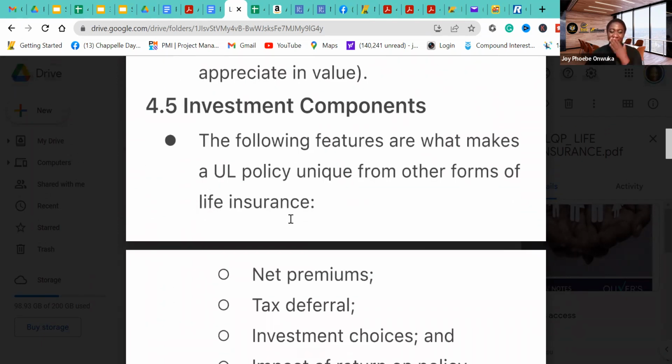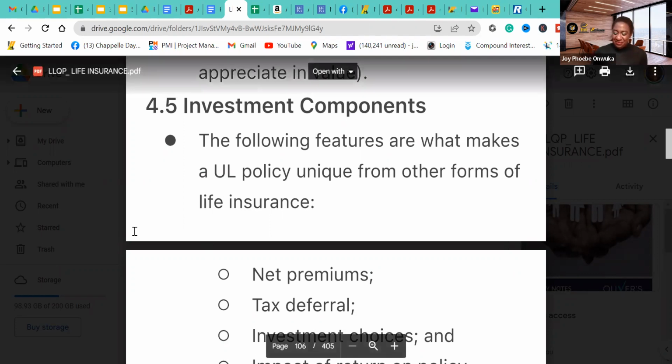All right? Excuse me. Investment component. Investment component. Boom, boom, boom. All right. Investment components in universal life. Let's see. We're making progress. We are moving forward in chapter 4. All right. You learning something?